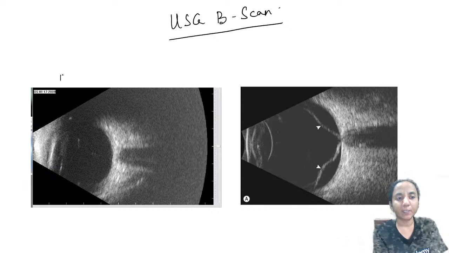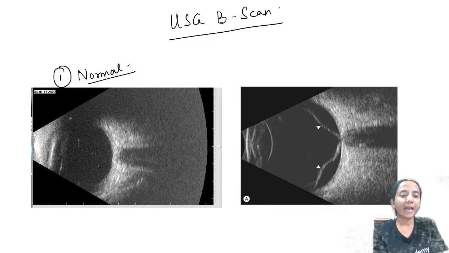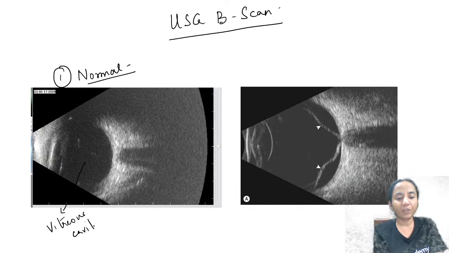Now look at this first picture. This is a normal B-scan. This part, this black area that you see, this hypoechoic area, is the vitreous cavity.